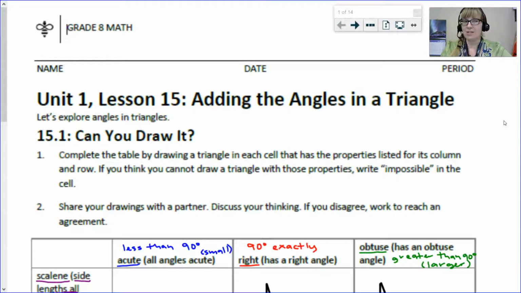Hello Math 8 students! This is Open Up Resources Unit 1, Lesson 15, Adding the Angles in a Triangle. This is part 3 of our 3-part video series for this lesson. To quickly review the things that we have learned in our other videos.